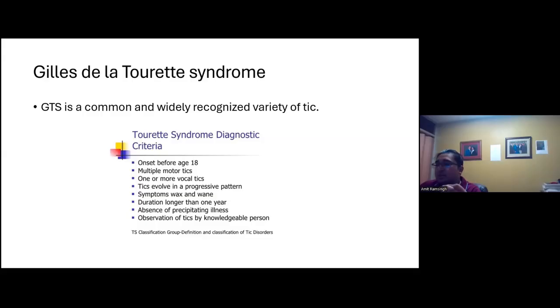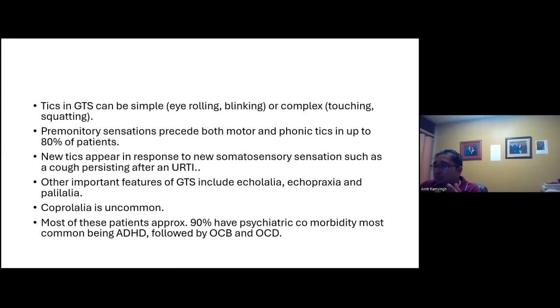And there's a specific criteria for this in that it must occur before the age of 18, multiple motor tics. It could involve vocal tics. The tics usually evolve in a progressive way. They wax and wane. They usually have a duration of longer than 1 year, and there's usually no precipitating or antecedent illness. Tics could be simple, like eye rolling, or complex in the form of squatting. You do often have an aura or premonitory sensations that could precede in about 80% of patients.